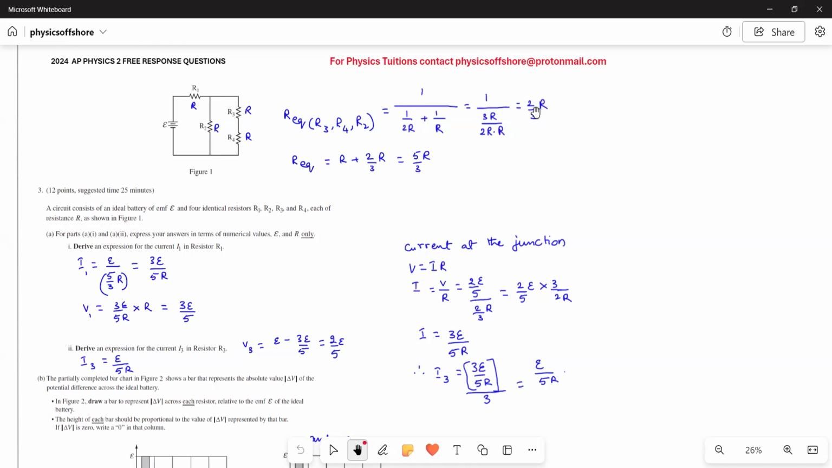Now this 2/3 R is in series with R1. Therefore, the effective resistance of the circuit is R plus 2/3 R, that is equal to 5/3 R.